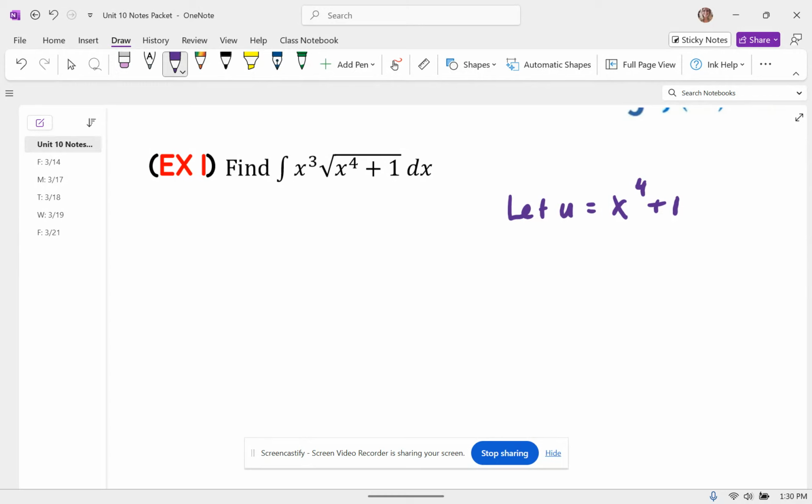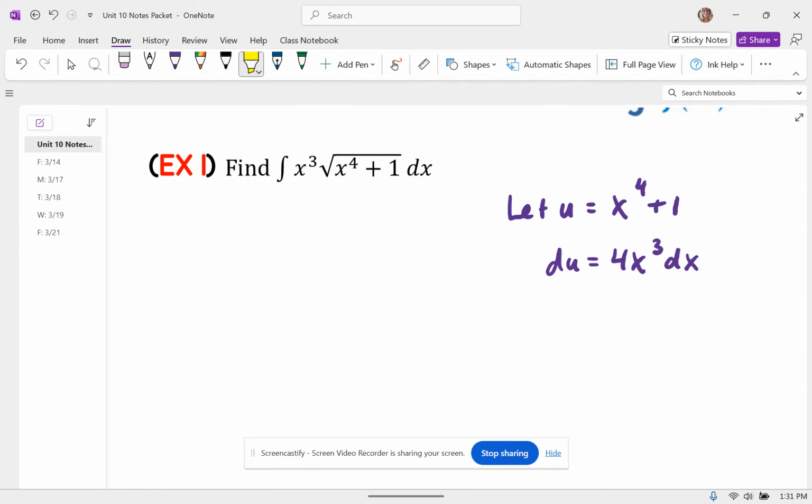Okay? And now, when I take the derivative of this in order to find du, you're going to have 4x to the third, and then don't forget your dx. You just took the derivative with respect to x, okay? So now, look at the original. In the original, do you see any of the pieces from du present? Yes. What do you see?